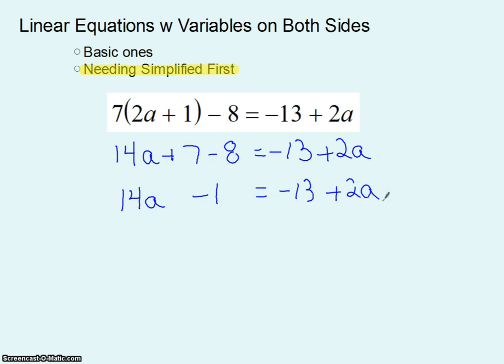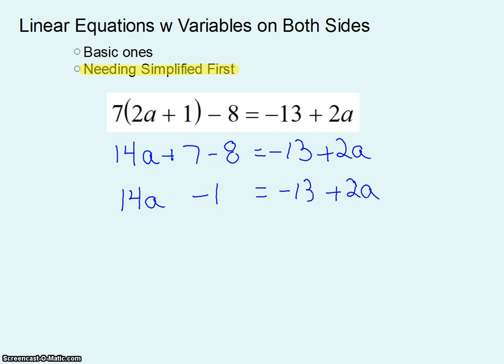Well, I want to run back to my other problem before I finish up here. This one, I'll let you finish it out. You're probably going to subtract 2a from each side to get all the a's on the left. You'll probably add 1 to each side to get all the non-a's on the right. Then you can divide. Okay.